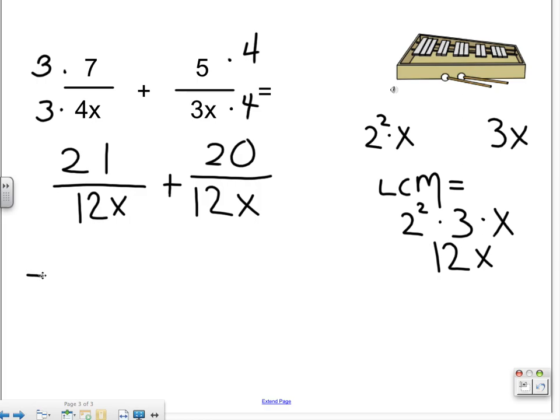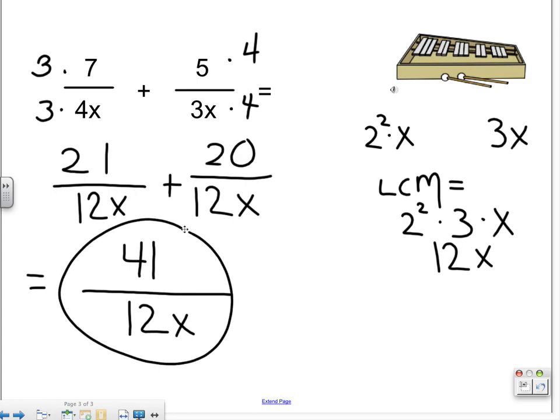Let's remember what the directions said. On the last page, it said to keep the denominator the same and add the numerator. Well, can I add 21 and 20? I sure can. So I have 41 over 12x. Now you say to yourself, can I reduce this? And you can reduce this. You can make it into a mixed number. But I'm going to say when you have variables in it, you should just reduce a common factor and leave it improper if it's that. So I'm going to say this is my final answer.